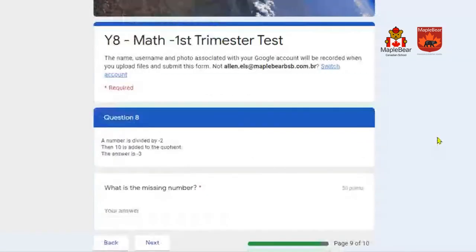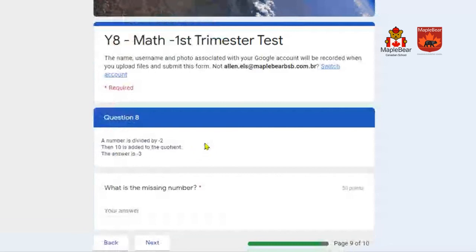Cool? Question number 8 and last question. A number is divided by 2. Then 10 is added to the quotient. The answer is -3. What is the missing number? Okay? So here, how can I solve that? A number is divided by 2. Do I know what number that is? No. So what can I use to replace a number that I don't know?